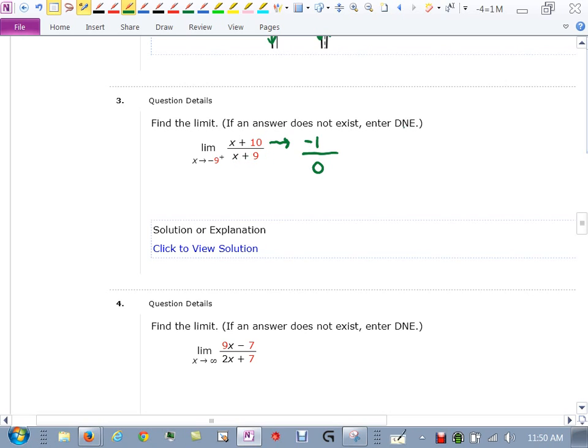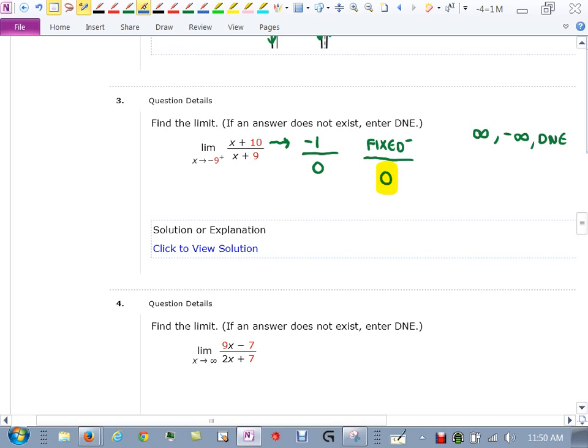So what I have here is a fixed negative number divided by something that's going to 0. Now, what I need to realize is that anytime I have a fixed number over 0, my answer is going to be either infinity, negative infinity, or does not exist. So all I have to resolve at this point is how I'm approaching 0.